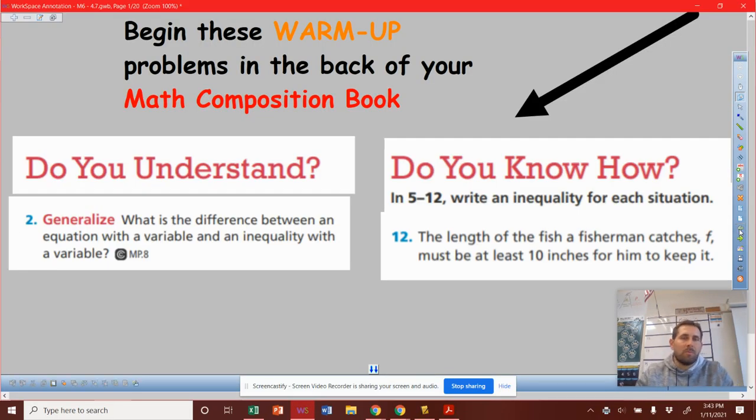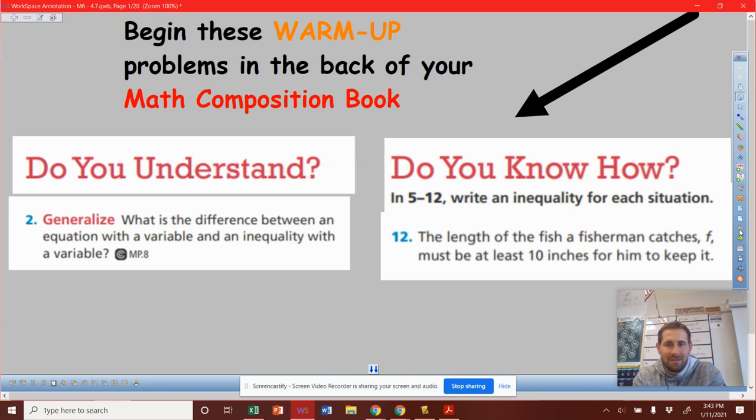All right, let's take a look at our warm-up. Do this in the back of your math comp book, please. Do you understand? And then there's a do you know how? There's two different questions. And the do you understand, the generalized question, is a lot more challenging. So again, if you're ever taking a test and you run into something like that, don't occupy your time with that question. Mark it, move on.